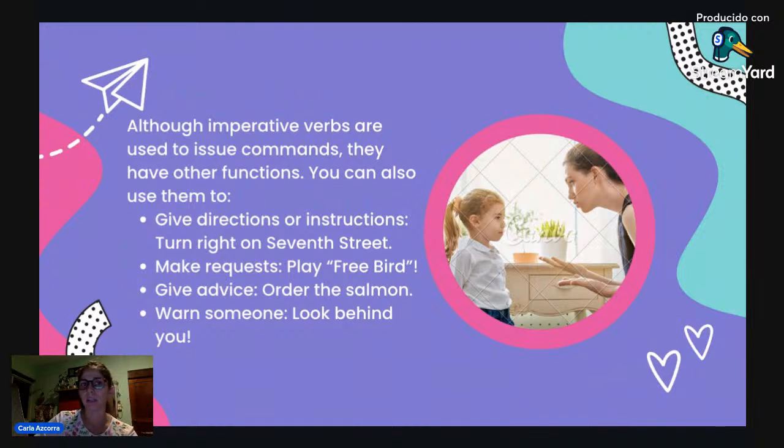Although imperative verbs are used to issue commands, they have other functions. You can also use them to give directions or instructions. For example, turn right on 7th Street. You can also use them to make requests like play Freebird. I'm telling you, this is something that I think that you should do. And then you can also use them to give advice. Order the salmon, it is very good. Or warn someone, look behind you.